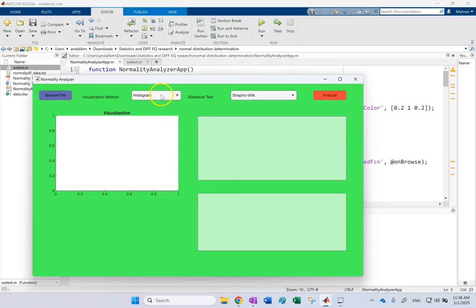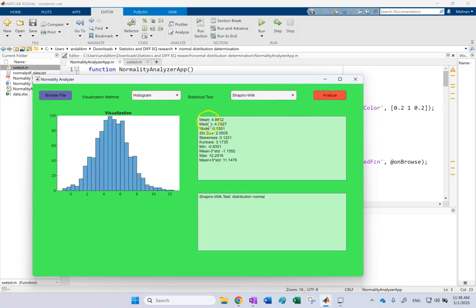Now if you want, you can start with histogram and Shapiro-Wilk test and do the analysis, and that should give you the descriptive statistics, the result of Shapiro and the histogram. As you see, the histogram is almost normal. If you look, your mode, your median and your mean are the same number.